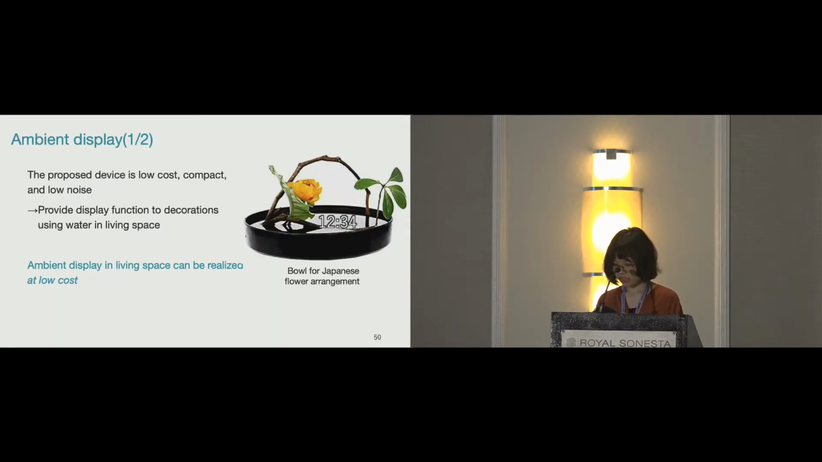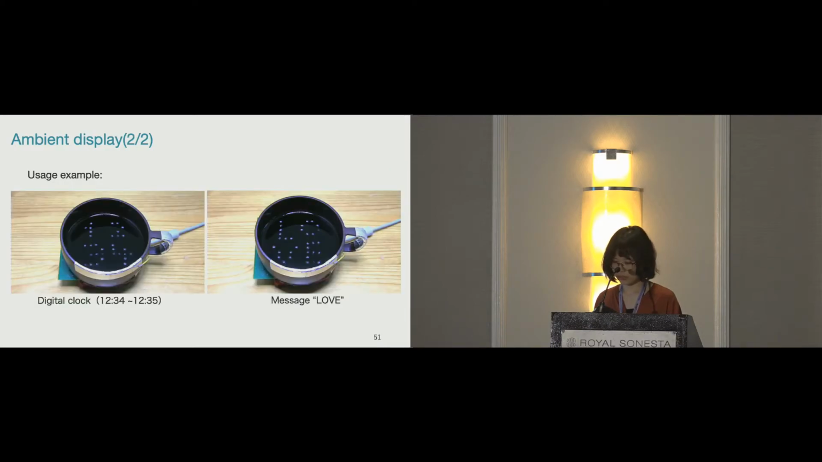By incorporating the display function into these things, an ambient display in the living space can be realized at low cost. This is an example of an ambient display by BubBowl. As shown in the video on the left, it is possible to display an ambient digital clock. It is also possible to present any messages up to 4 characters long. The right video shows the BubBowl display that presents the message lab.